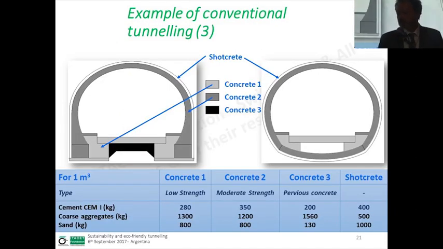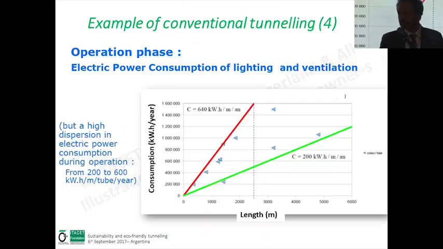We consider also the types of concrete we use. There are different types for the lining and shotcrete. So there are the cement content, the type of the aggregates, and so on. Also, they are different. So we try to be precise on this question.